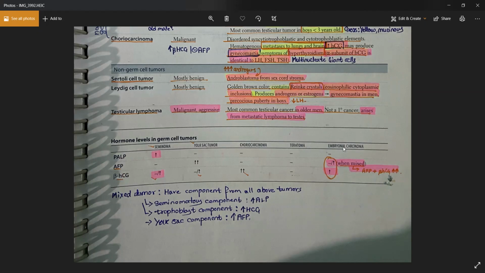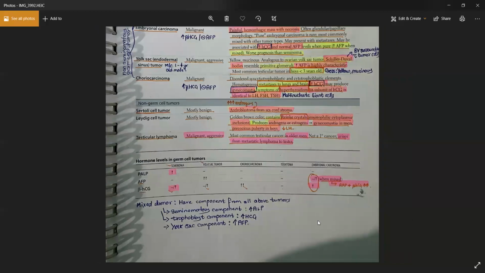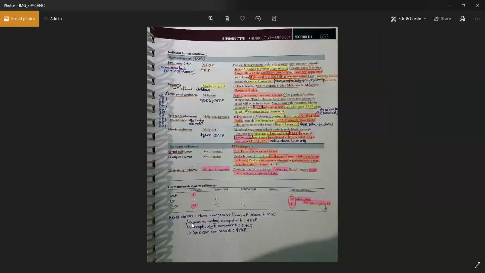If both alpha fetoprotein and HCG levels rise, that means you are having a mixed tumor, right? And most of the time it would be a mixed tumor. You will see a solid hemorrhagic necrotic mass and both the levels are high. So you know that this tumor is originating from both the yolk sac as well as the embryonal cells, right? So a mixed tumor will have components from all of the above tumors. A seminomatous component will be there, a trophoblastic component will be there, and a yolk sac component will be there. So all these levels will be raised.